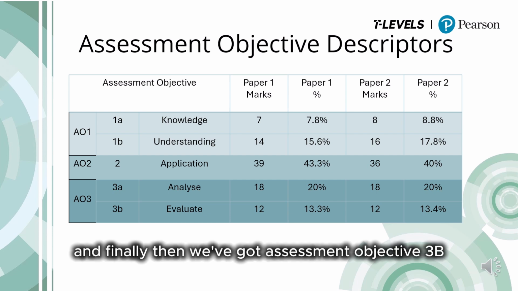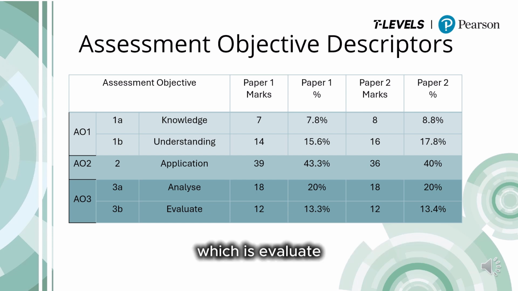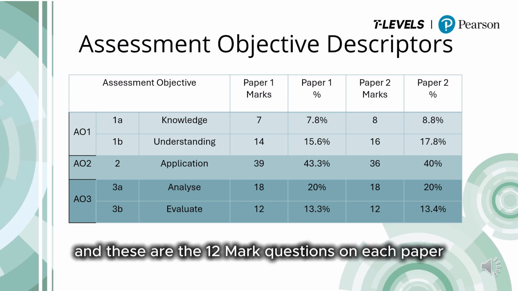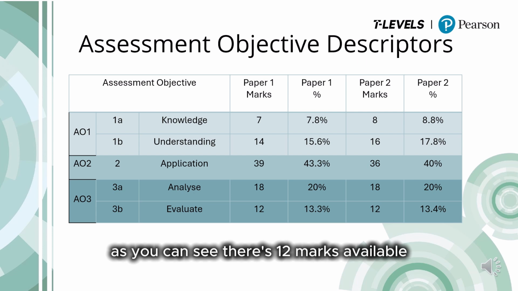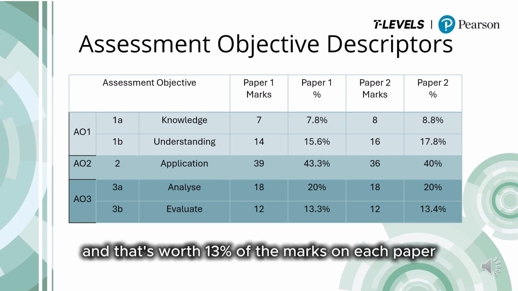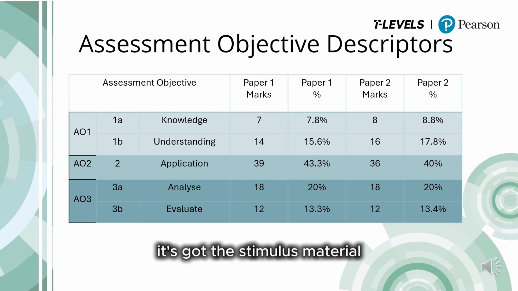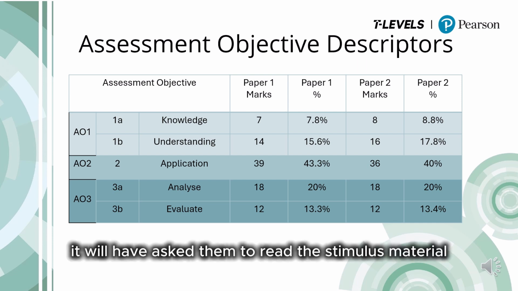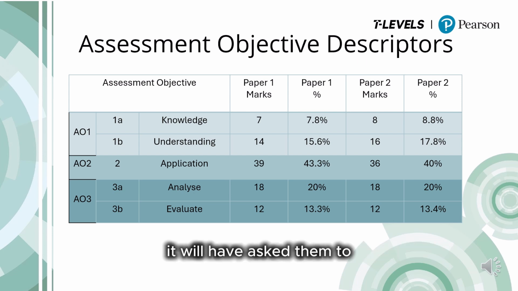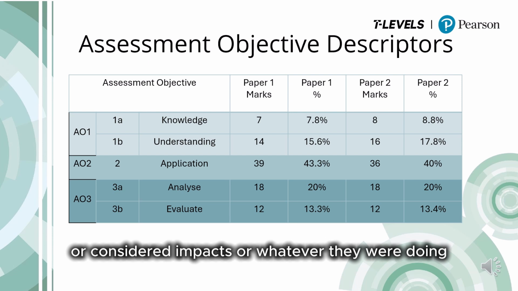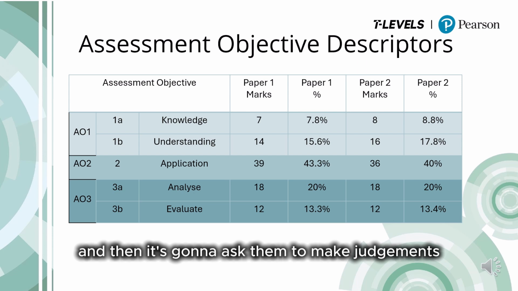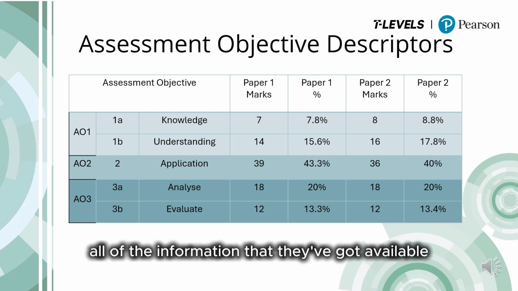And finally we've got assessment objective 3B, which is evaluate. These are the 12 mark questions on each paper. As you can see, there's 12 marks available, so they are in those big extended open response questions, just the 12 markers, and that's worth 13% of the marks on each paper. Again, these questions have the stimulus material and the case studies. They will have asked students to read the stimulus material, to analyse or consider impacts or whatever they were doing, and then it's going to ask them to make judgments based on all of the information that they've got available.